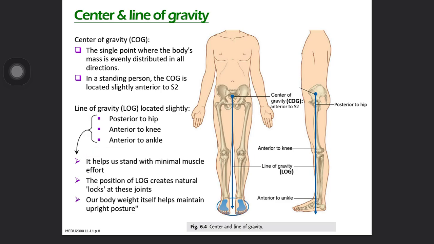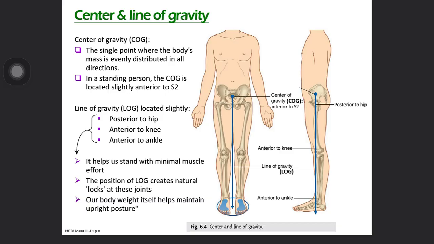Cool. So why do we bother? Because it helps us stand with minimal muscle effort. Okay. So it creates natural locks at all these joints, the hip joint, the knee joint, and also the ankle joint, so our body weight can help maintain upright posture. So this is why we have to learn a bit of this arrangement, although we are not in physiotherapy. In physiotherapy, I teach more on this as well, but you just need a general understanding.